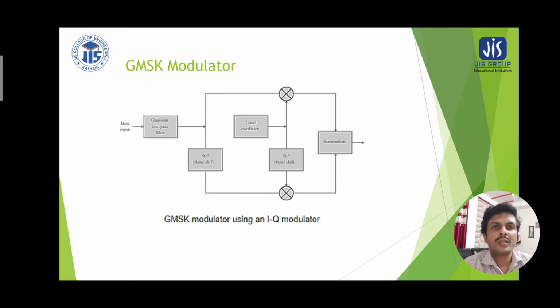So the GMSK modulator can also be implemented in this circuit. Here the Gaussian low pass filter is again present at the input side, where the data is fed to the Gaussian low pass filter. Therefore we can smooth out the transitions, and this smooth transition binary data will have a minimum amount of phase shift.